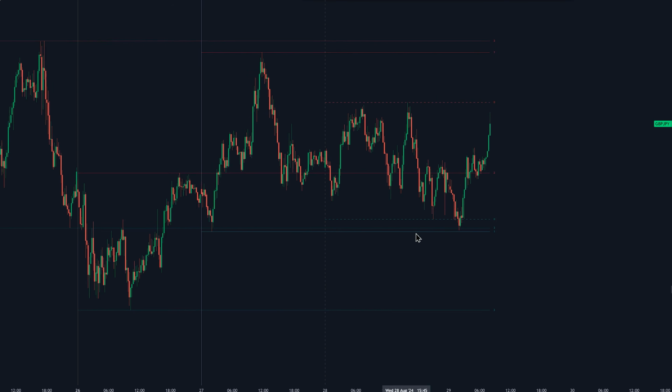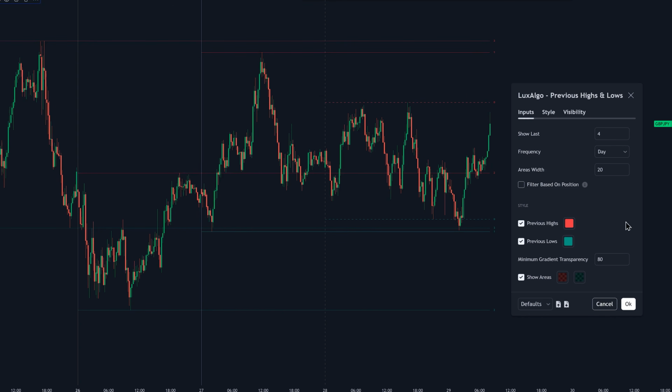Now, looking at the settings of this indicator, we can see that we have the first option, which is Show Last. This is basically going to be the number of how far back you want to draw the highs and lows. So if you wanted to go back 4 days, you put here 4. For me, I'm going to change this to 2 days.